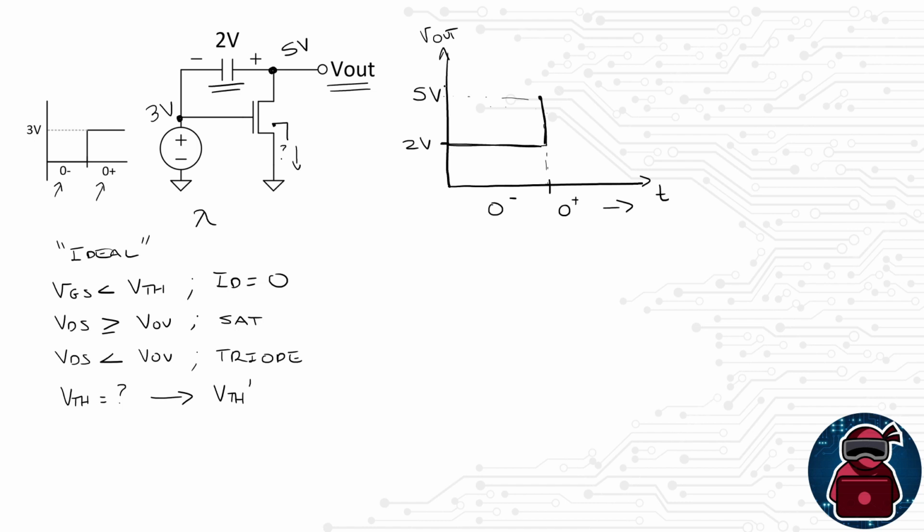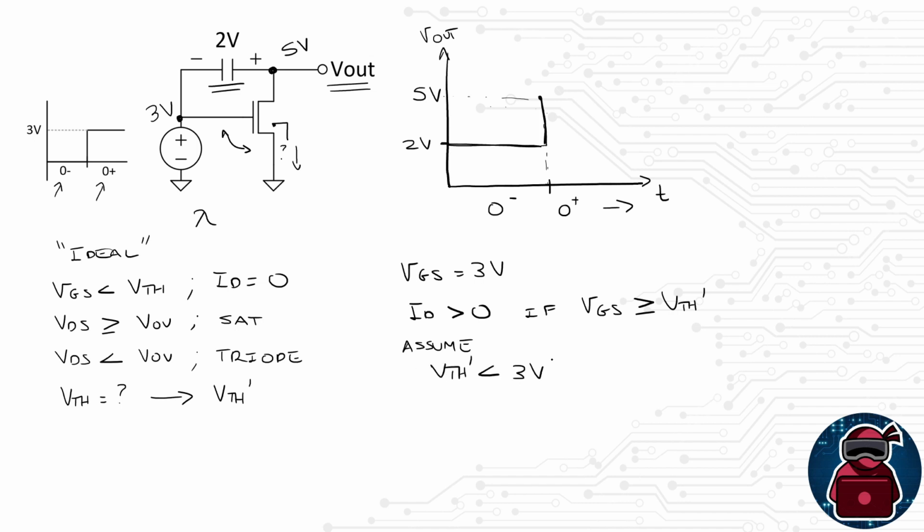We should now look at what the operating region of the transistor is. Clearly, VGS is 3 volts, so the transistor will be conducting when VGS is greater than VTH prime. We can tell the interviewer that we will assume VTH prime to be less than 3 volts for now.